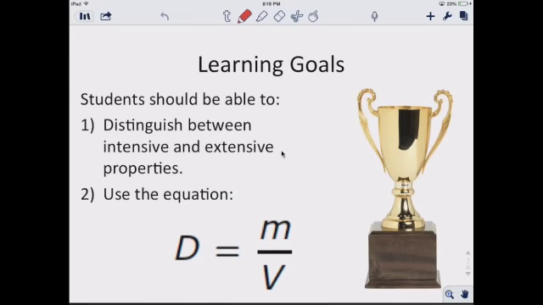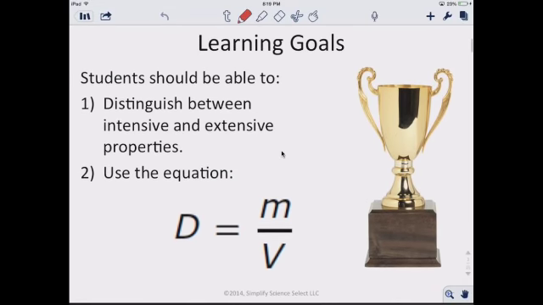So, moving on, the learning goals, what we're trying to accomplish in this lecture. Students should be able to distinguish between intensive and extensive properties. Here's two definitions that you should be able to tell me, and then use the equation density equals mass over volume. Those are our two main things that we're trying to accomplish in this lecture.